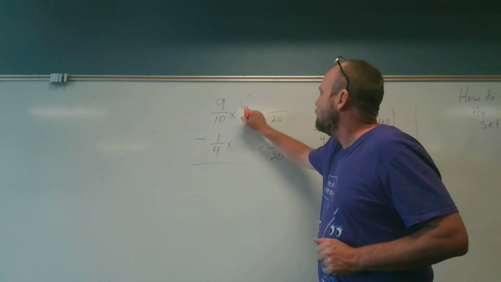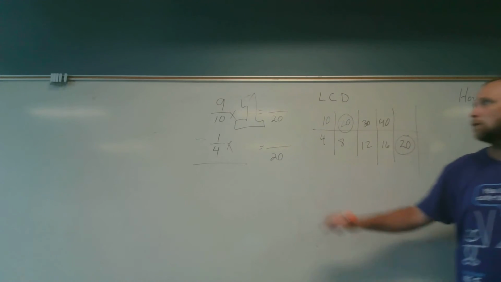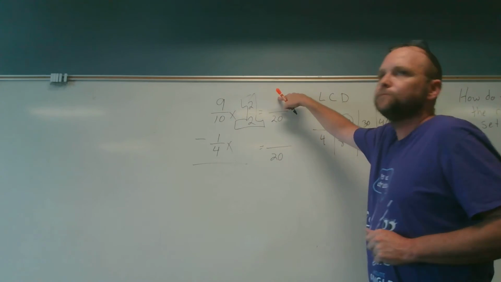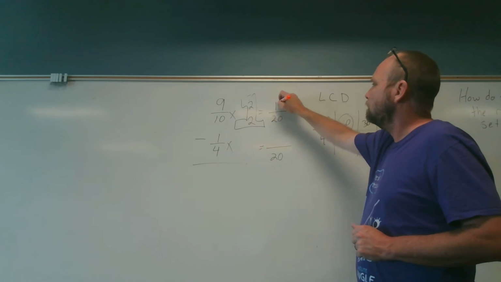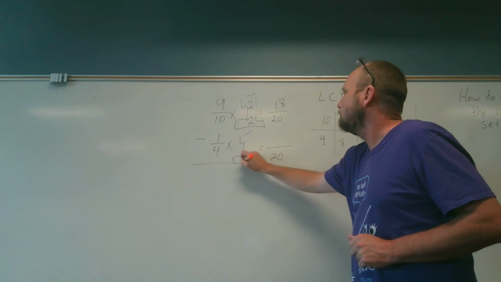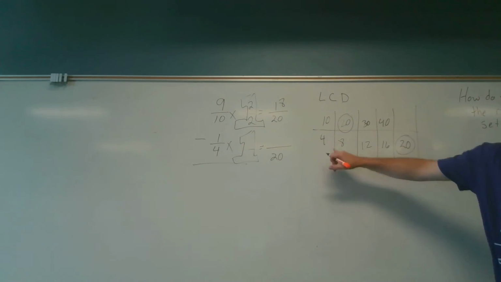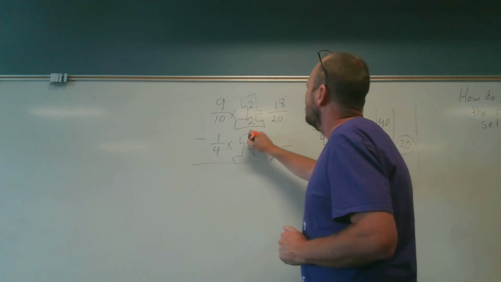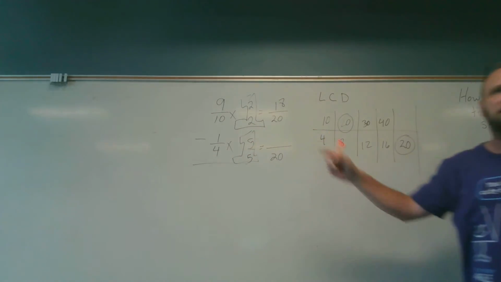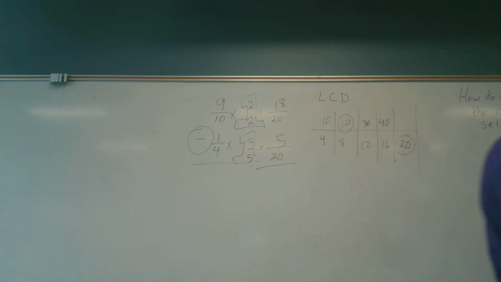So what do I need to multiply 9/10 by? You need to multiply it by 2. Good. 2 over 2. And what's my numerator? 18. What do I need to multiply 1/4 by? 5. 4 times 5 is 20. Good. And 1 times 5 gives me what, Brady? 5. I go over, I look at my sign. My sign is subtraction. Brady, what is my answer?